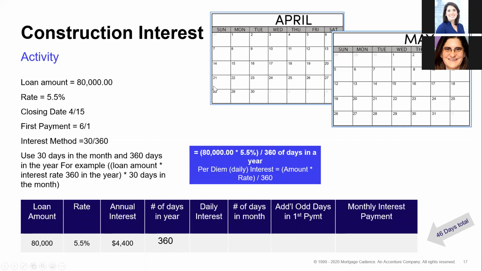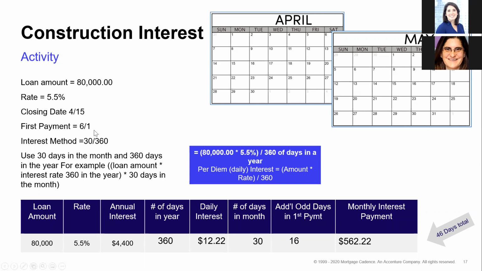Now, normally in construction, when we close them, we don't usually charge per diems. We have one or two things that we can do. A lot of times what I see, so in this example, 4/15 closing, first payment of 6/1. Okay, it's all the same calc, so I'm not going to make you do them. But what we do is we charge them 30 days for their first month, plus the odd 16 days. So their actual first payment is like 46 days in total. I see that most often.